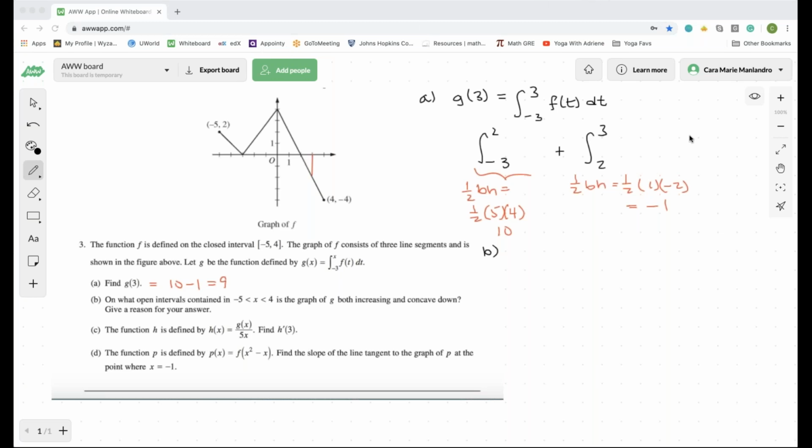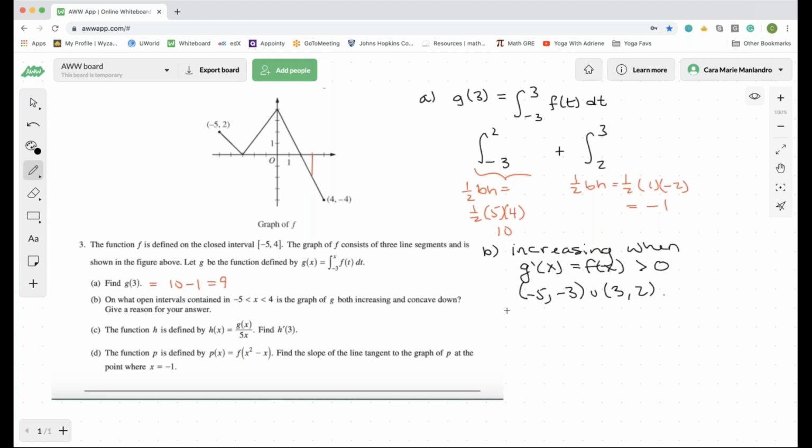We know we're going to be increasing when the derivative of g, which is what we have graphed, is greater than 0. So increasing when g prime of x, which is equal to f of x by the definition they gave us, is greater than 0. So we are increasing from -5, we hit a 0 at -3, and we are then still positive up until we get to 2.